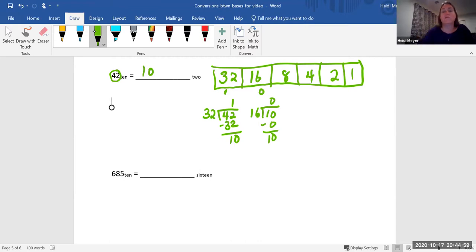Still have a remainder of 10. Next place value down is 8. It will go in once. Remainder of 2. I'm just kind of writing my answer as I go down the line. So I have a remainder of 2, but my next place value down is 4, which I know goes into 2 0 times because 4 is bigger than 2.